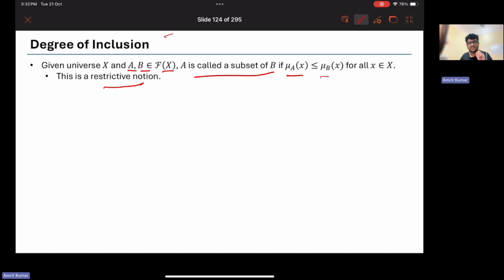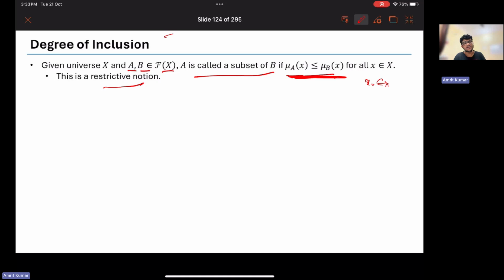Why? Because it tells you that if you give me two fuzzy sets A and B, it is either the case that A is a subset of B, or it is not the case that A is a subset of B, right? Because it is based on this inequality. Even if this inequality is violated for one particular x naught, you will be forced to say that A is not a subset of B. But this is very antithetical to the spirit of fuzzy set theory. Because in fuzzy set theory and fuzzy logic, we do things to an extent, right?